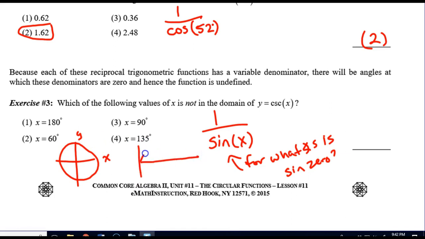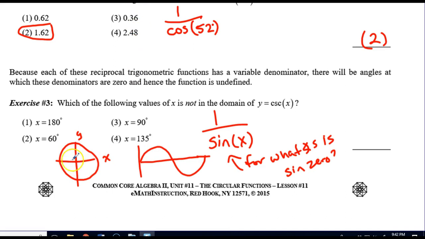Or you could think about your sine graph. When is this graph equal to 0? So one way or another, try to figure out which of these angles is going to give us an undefined cosecant. Then play the recording when you're ready.